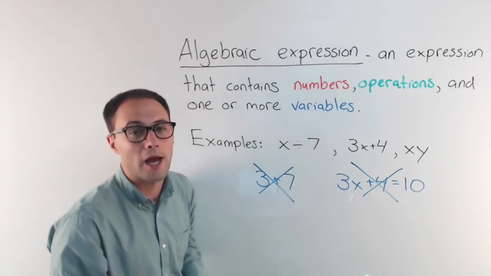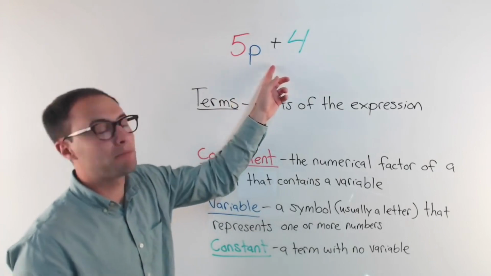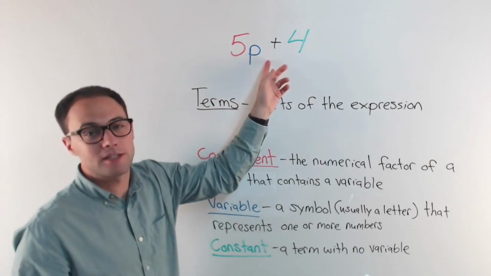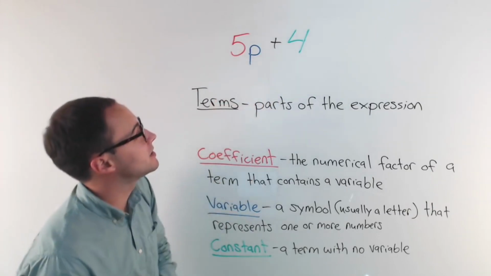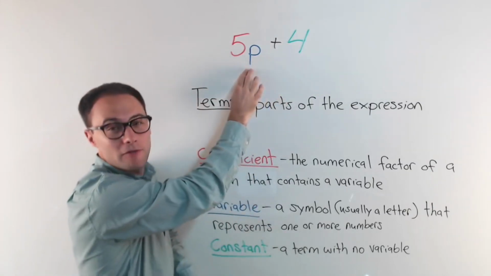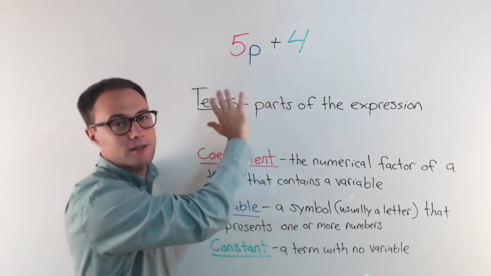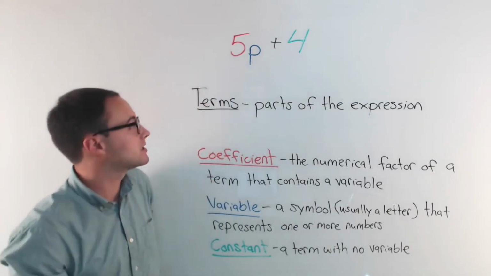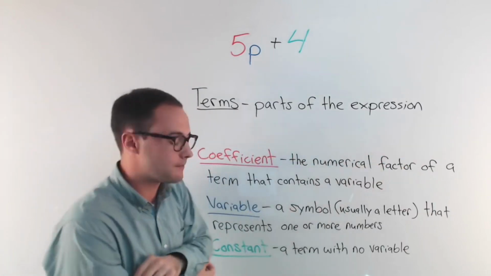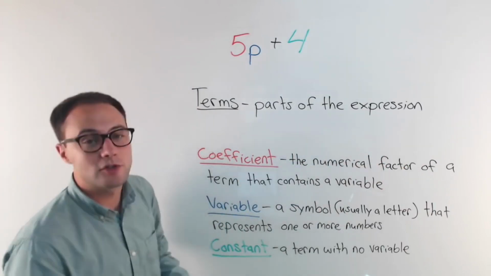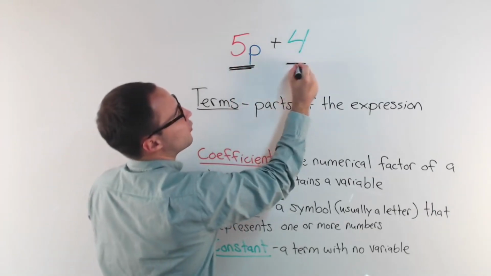Let's talk about some more vocabulary words. Here is an algebraic expression, 5p plus 4. We have operations. We've got addition, and 5p means 5 times p, so we have multiplication. We have numbers, we have a variable, so it's an algebraic expression. Now, let's talk about the different parts of this algebraic expression. First are the terms, and the terms are just the parts of the expression. In this case, we have two terms: 5p and 4.